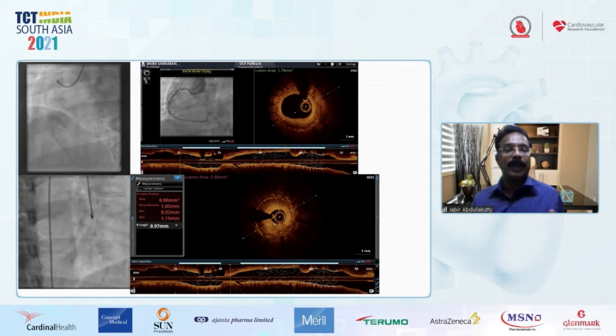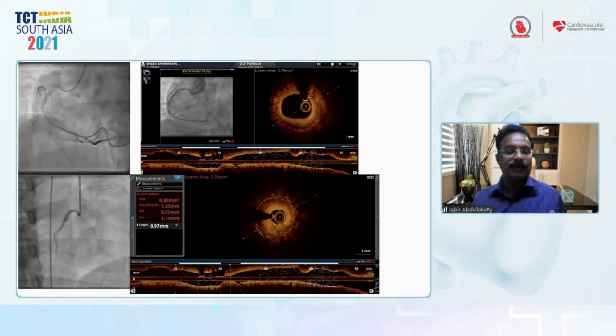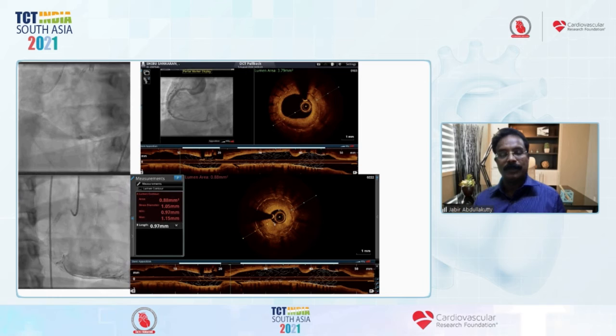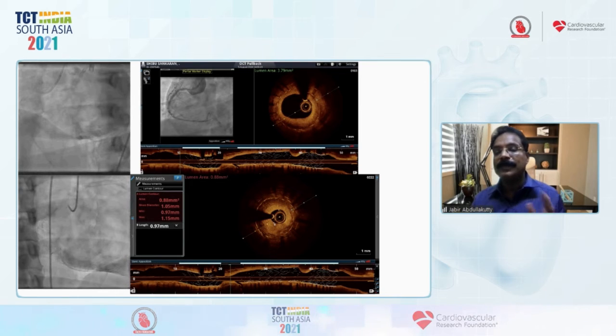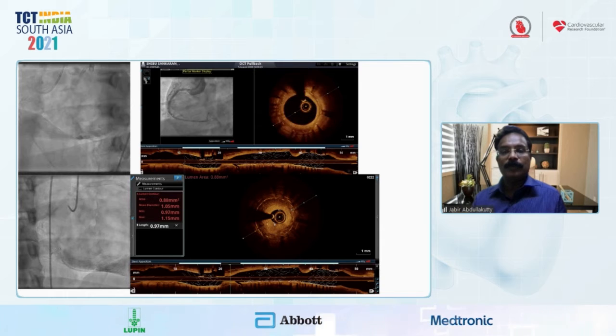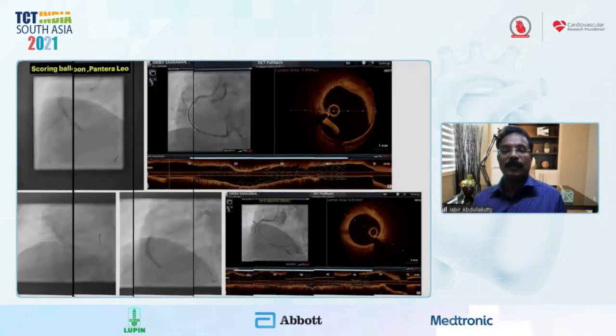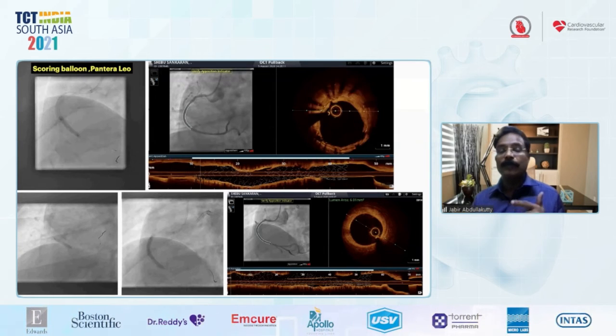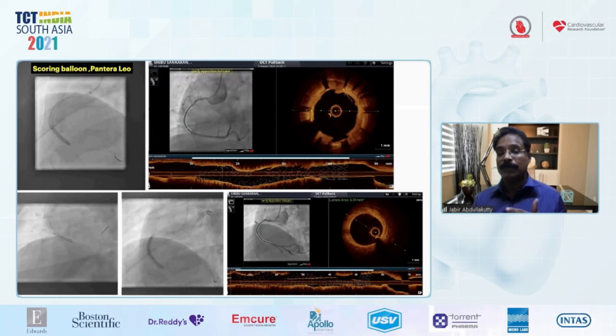He again came back. Now there is a restenosis of the RCA stent, and there is aggressive neointimal proliferation with 2 layers of stent. So this is type 5. So now what to do? So we went ahead with a cutting scoring balloon followed by a high pressure balloon dilatation using a Pantera Leo.